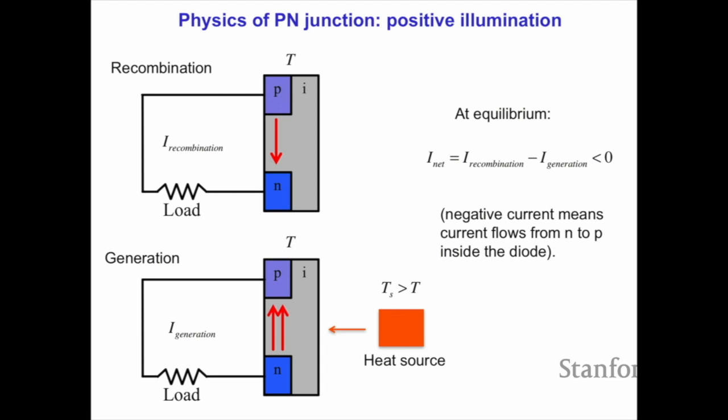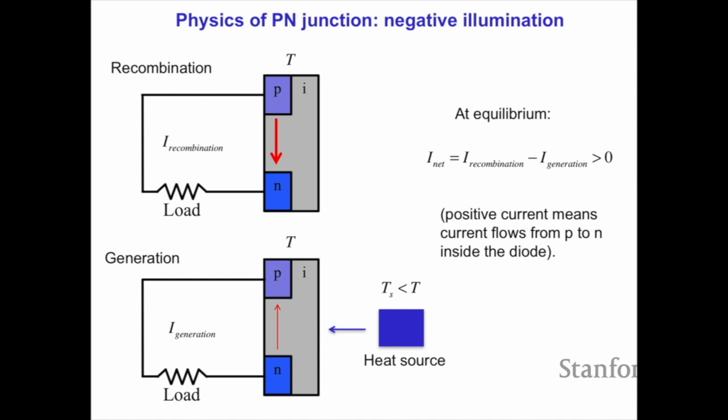In the typical photovoltaic situation, you will have a hot heat source, and therefore the generation current is going to dominate over the recombination current. As a result, you are going to have a current that flows from N to P inside the junction, and that gives you power generation. But on the other hand, if you have a heat source that's actually colder than the solar cell, then the recombination current in this case is going to dominate over the generation current. So again, you are going to have a net current in here that can be used to drive the external circuit.